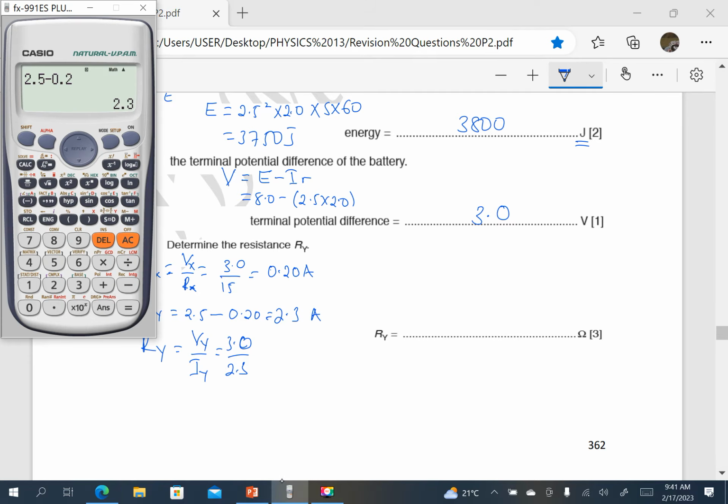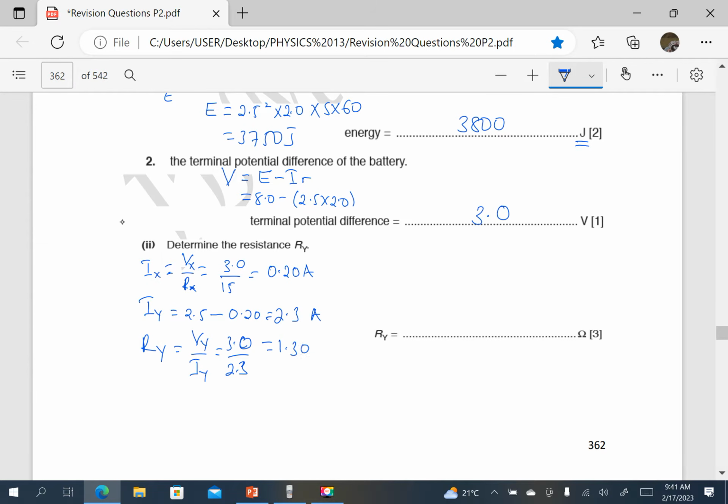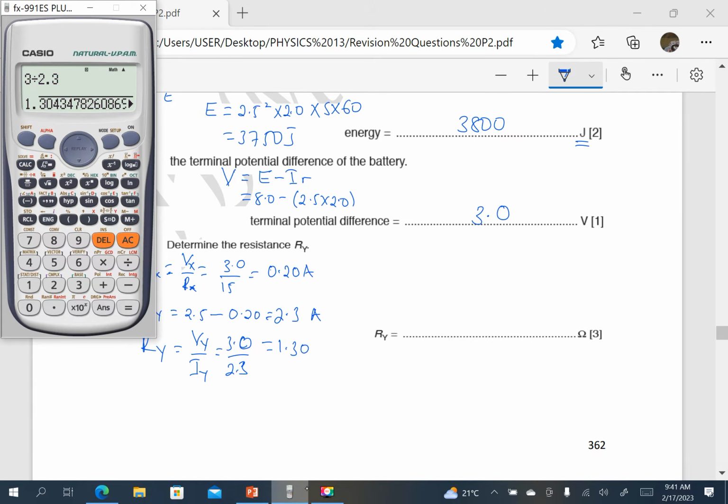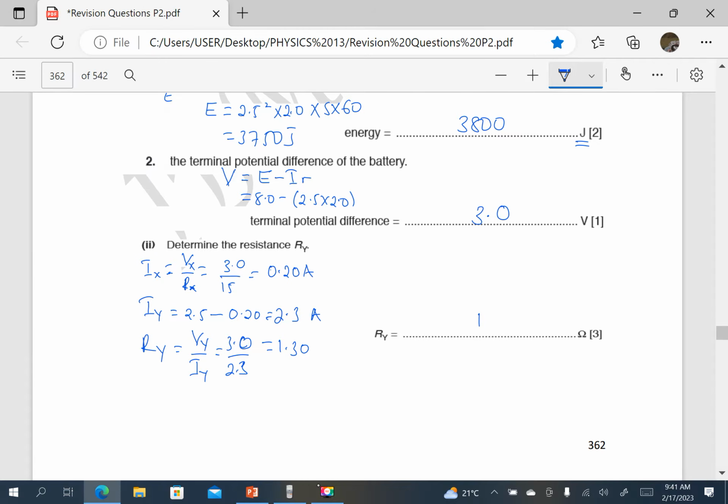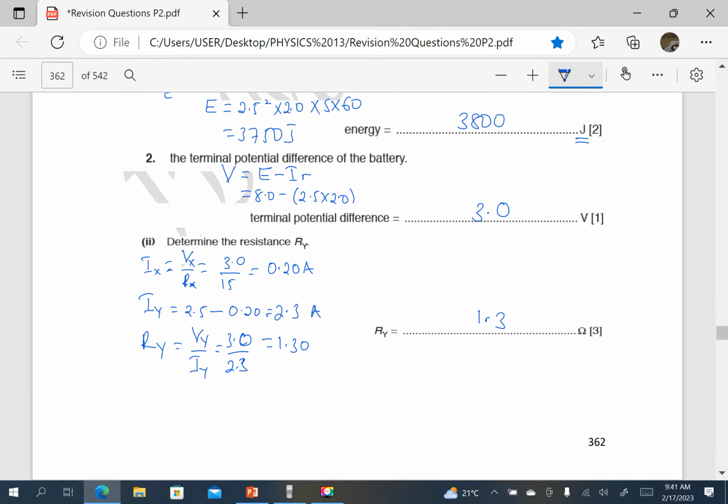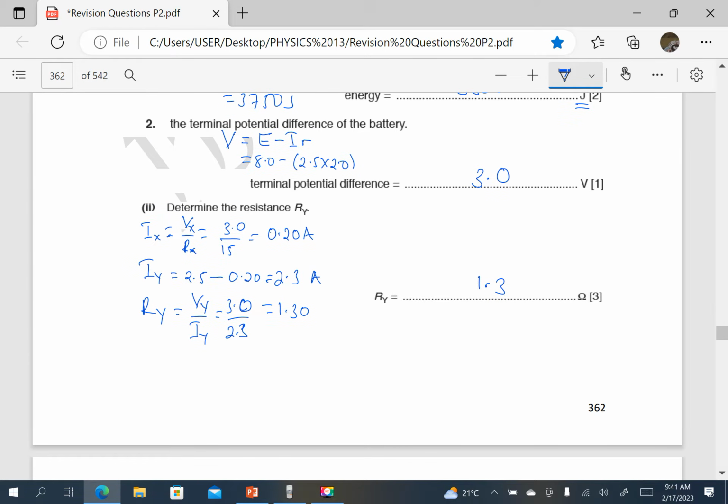So now I press my calculator to divide 3 by 2.3, and that is 1.3. Yes, so RY is 1.30. Yes, 1.30. So I can simply write 1.3 ohms. That is R3. By the way, I could use a different method.